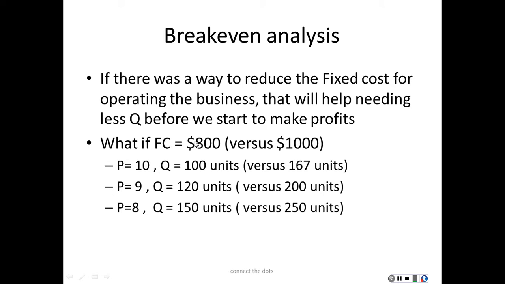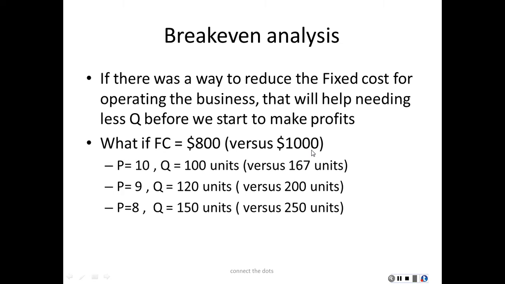Now, the lower the fixed cost, the less quantity we need to cover it. So, for example, when we're at the price of 10, and the fixed cost is 800 compared to 1,000, if you do the calculation, you will find that you only need 100 units compared to 167. That's one of the reasons why startup businesses typically start from the garage or the house: they want to keep the fixed cost to a minimum, because the lower the fixed cost, the less they have to sell to break even.